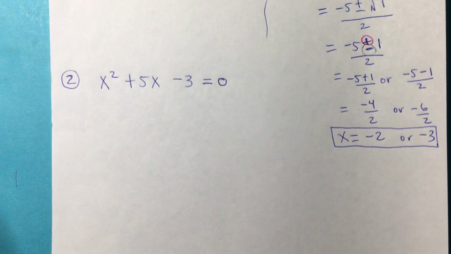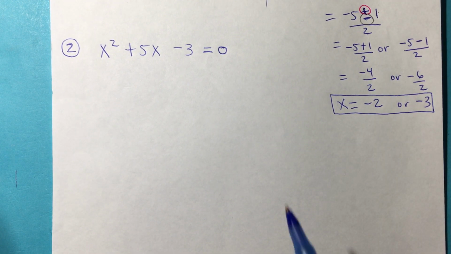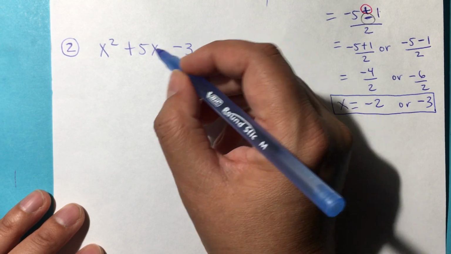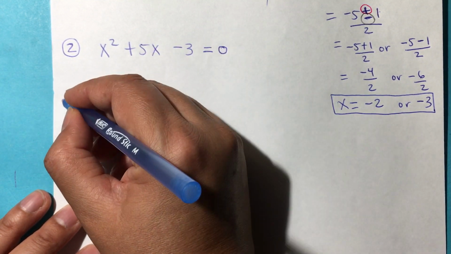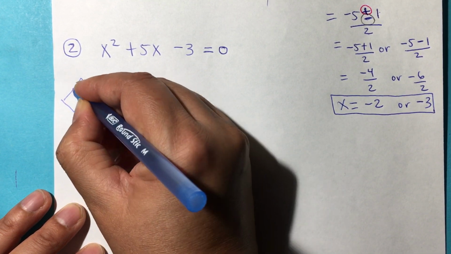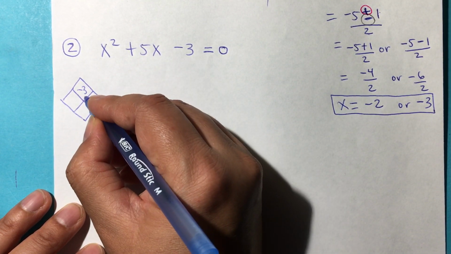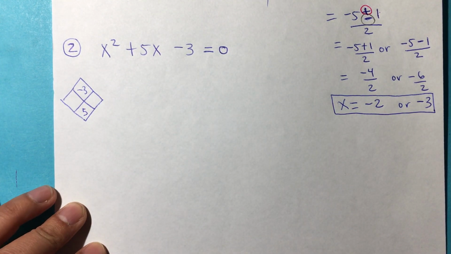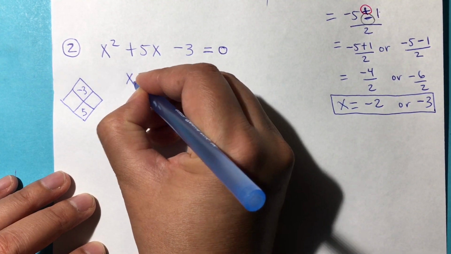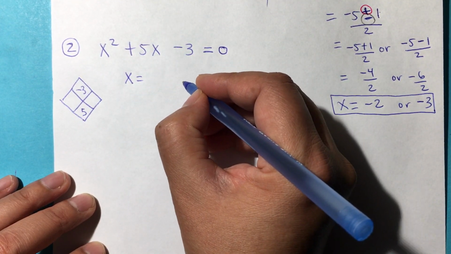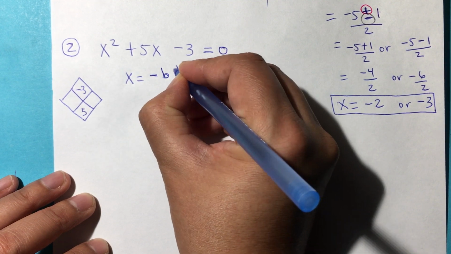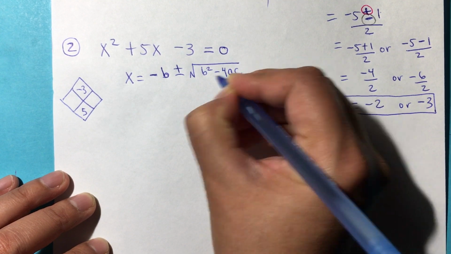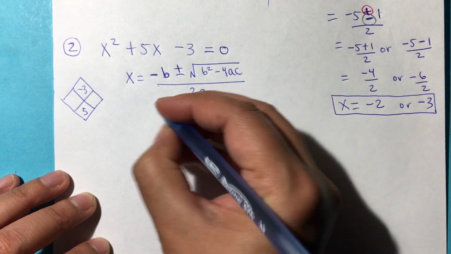Sometimes you won't be able to factor, because in here there are not two numbers that multiply equals negative 3, but when you add them equals 5, right? If we try to use the diamond, what two numbers multiply is equals to negative 3, but when you add them equals 5? Not possible. Okay, so that's when you immediately go to the quadratic formula. X is equal to negative b plus or minus the square root of b squared minus 4ac all over 2a.